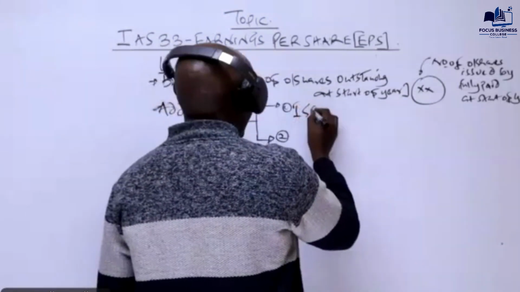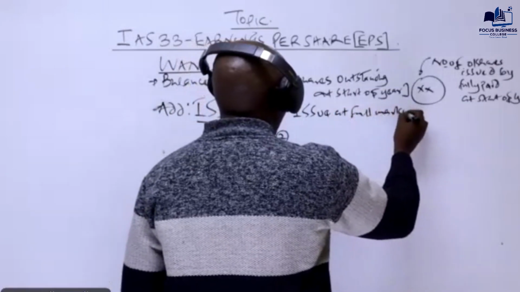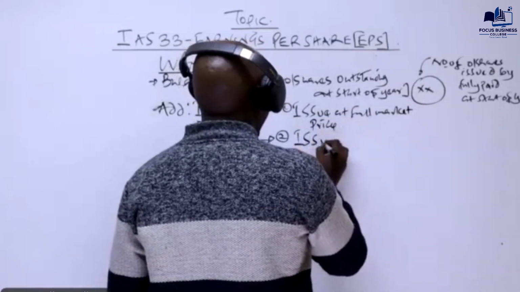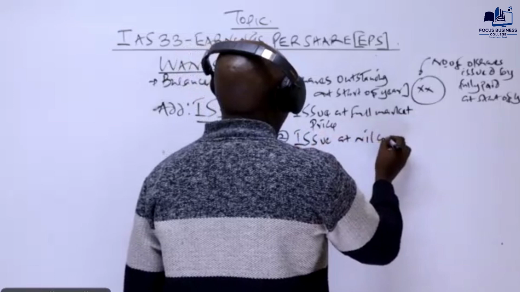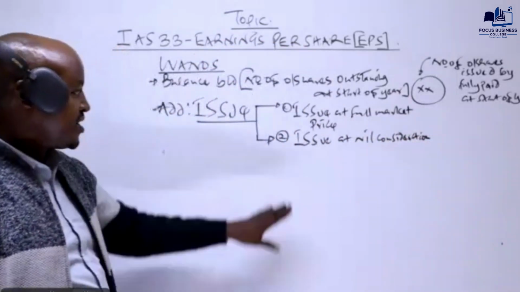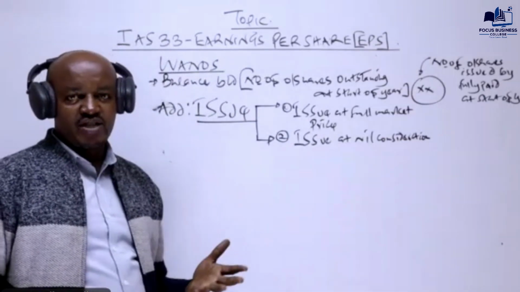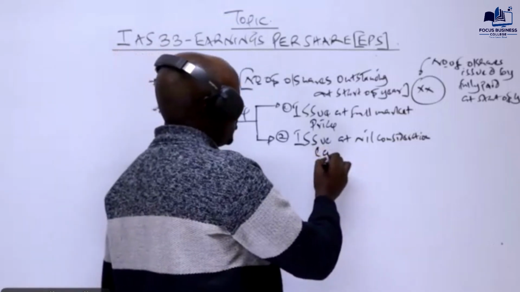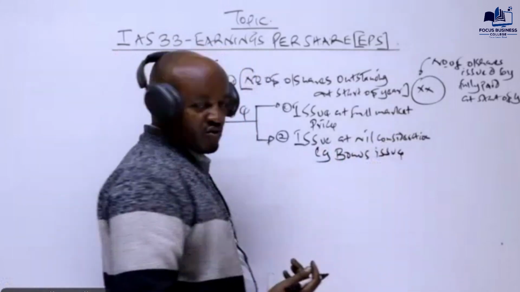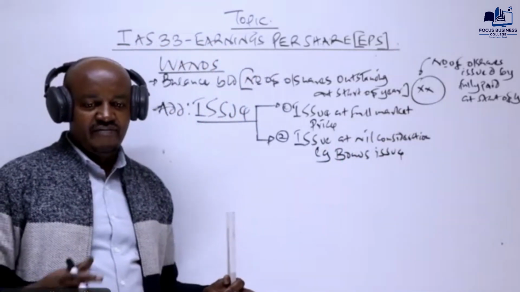Number one, we have shares issued at full market price. And number two, we have shares issued at nil consideration. Now, the shares which are issued at nil basically means zero, so these are the shares the company issued during the current year free of charge. A good example of these shares issued free of charge is a bonus issue. We know that these are the shares which the company issued during the current year to the existing shareholders free of charge.